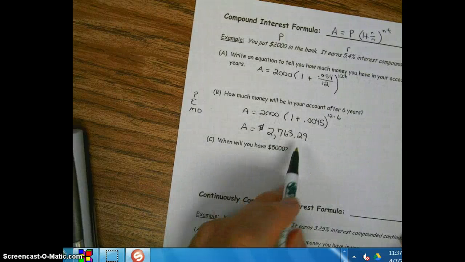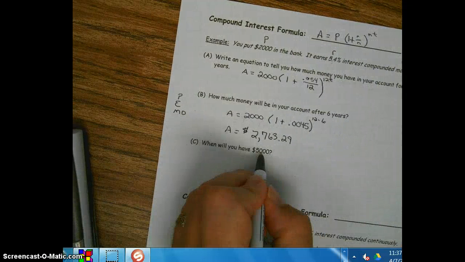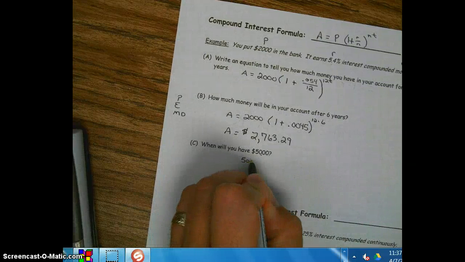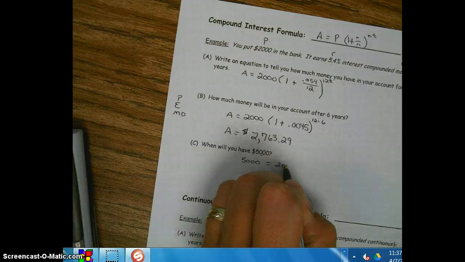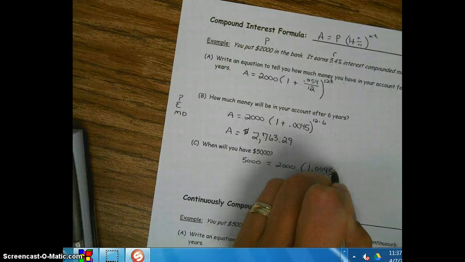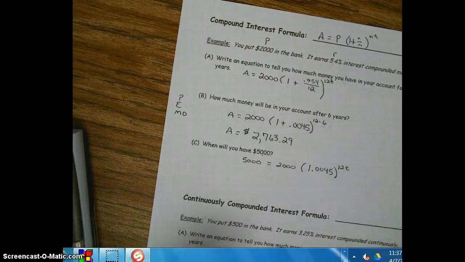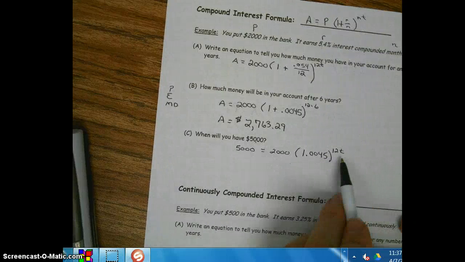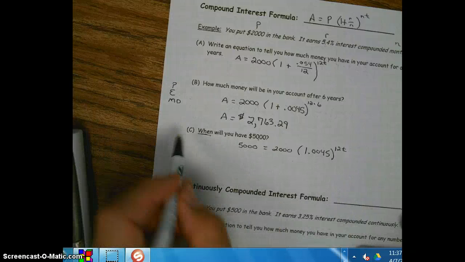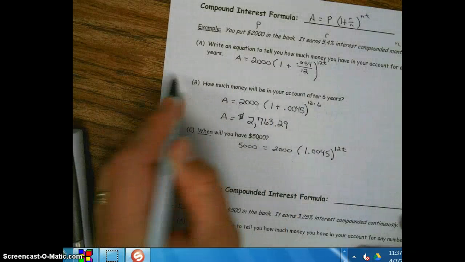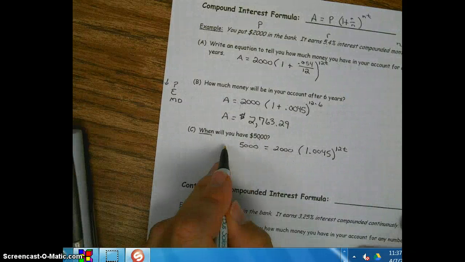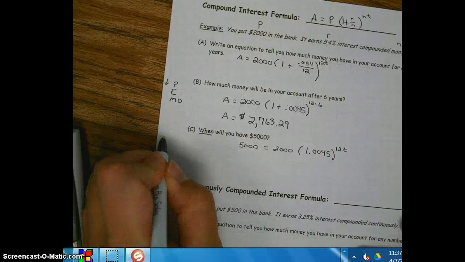It says, when will you have 5,000? So 5,000 is what we want as a result. Okay, so we're solving this for t. We want to find out when. So now we're solving. Remember, here we were simplifying, so we were working PEMDAS forwards. Now here we are solving, so we want to work PEMDAS backwards.